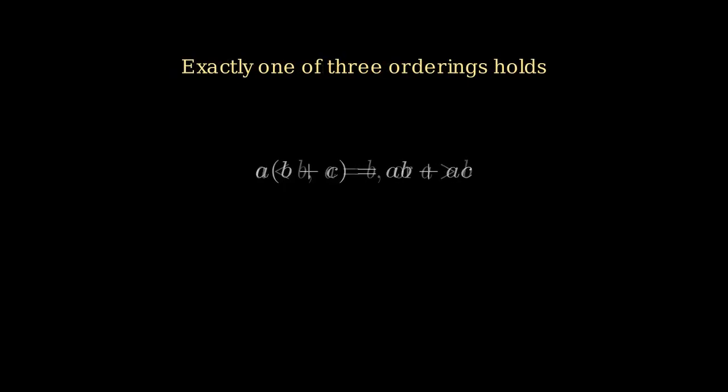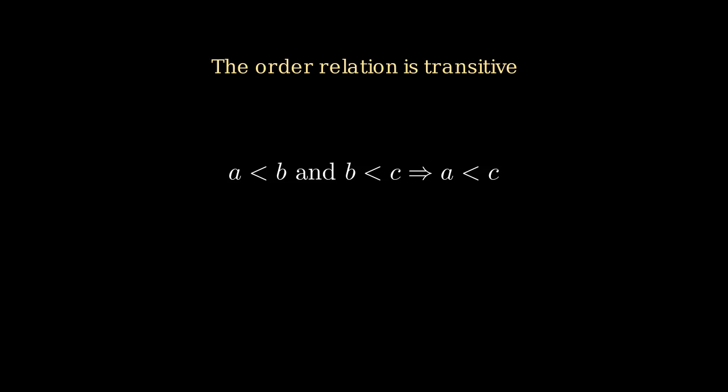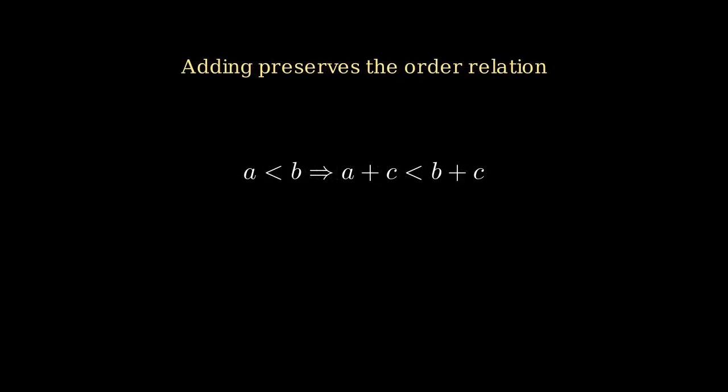Next, we describe the order axioms in words. For any two real numbers, exactly one of three things is true. Either the first is less than the second, or they are equal, or the first is greater than the second. The order is transitive, so if one number is less than a second, and that second is less than a third, then the first is less than the third.